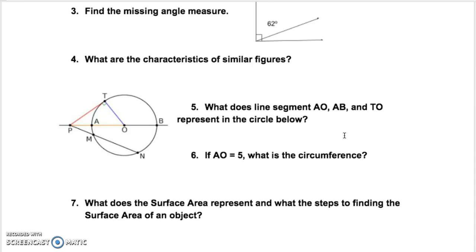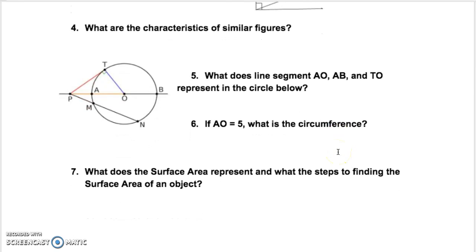Here's a little hint. There are 2 things that qualify something as similar figures, if you remember. Number 5, what does line segment AB represent in the circle below? So in other words, you're going to have 3 different answers for this question involving a circle.